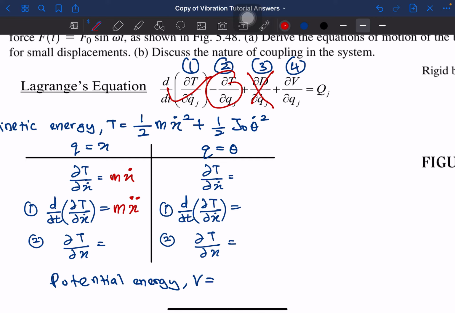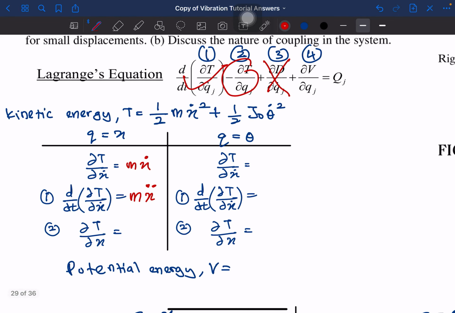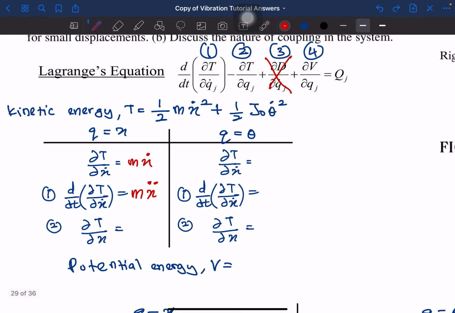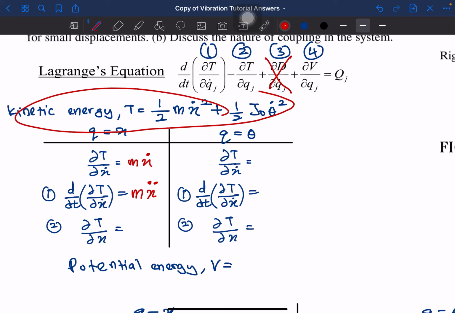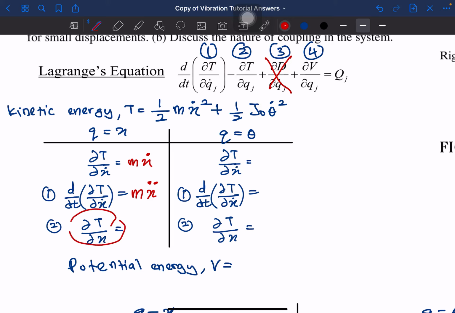Now, settle this. We're going to find the second one, the one that I label as number 2, with respect to Q, which our Q now is X. So differentiate the kinetic energy formula with respect to X. We don't have X at all, so if we differentiate with respect to X, you'll get 0.